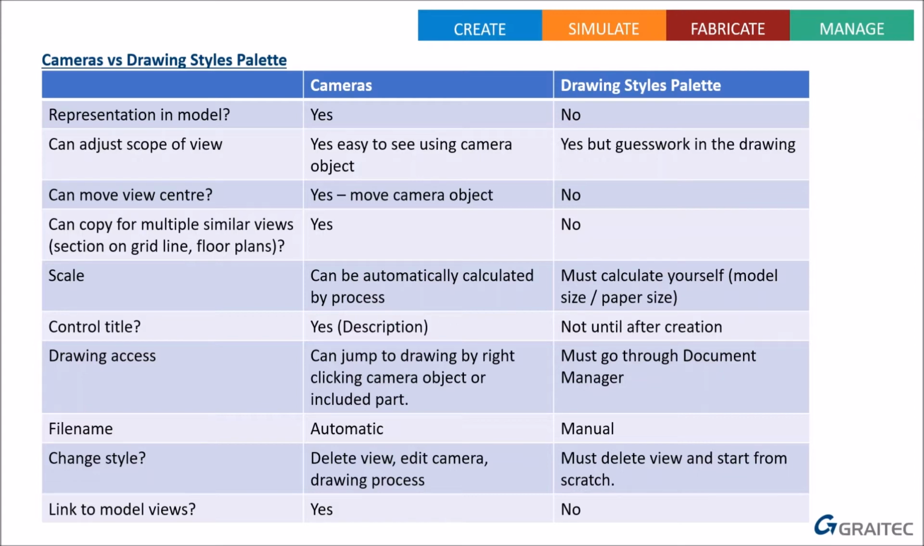You have no control over the title of the view if you're using a drawing style. It's just going to be called whatever the view style wants to call it. But with the camera, the description part of the camera properties is used in the drawing title. So you have more control.